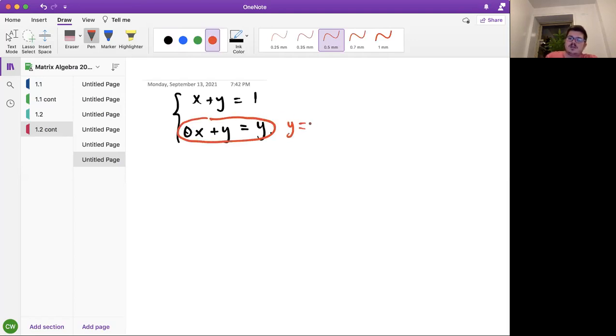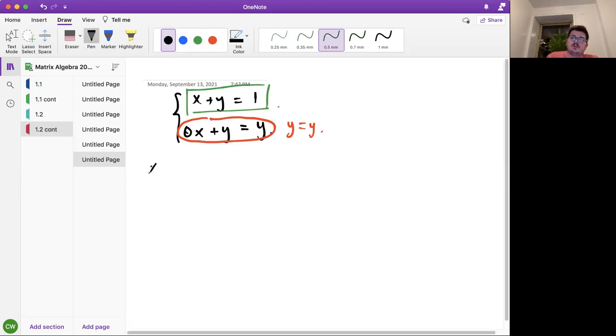So the idea is in the solution, y can be anything. So then you look at x, or you look at the first equation. All right, so what is the solution in the first equation? x equals 1 minus y. Cool.